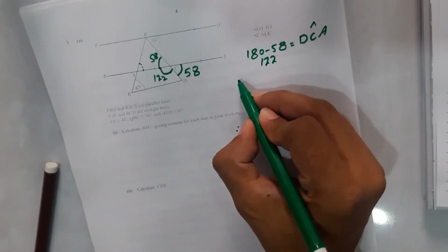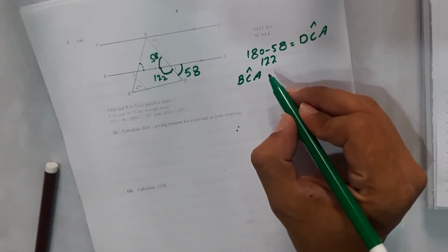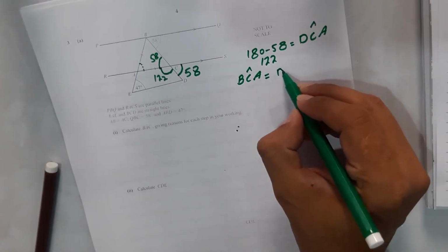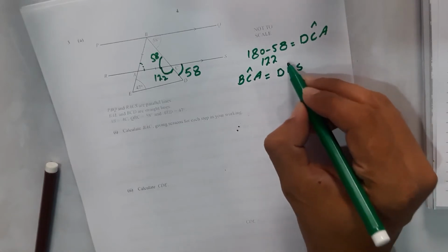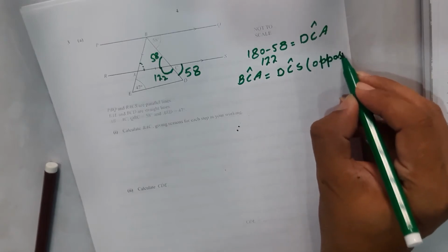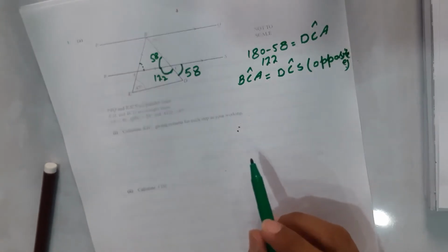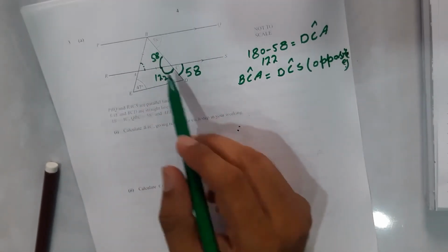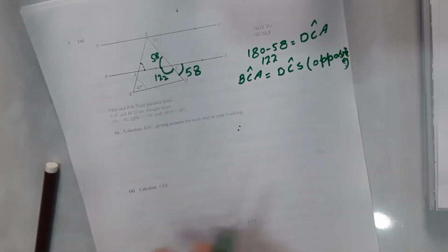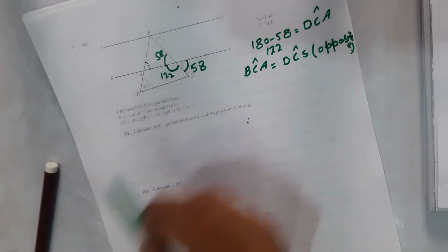So you can say BCA is equal to DCS because they are opposite angles. Then you can also say that DCS and QBC are interior exterior angles, that's why they are the same. Now this has 122 and this is 58.